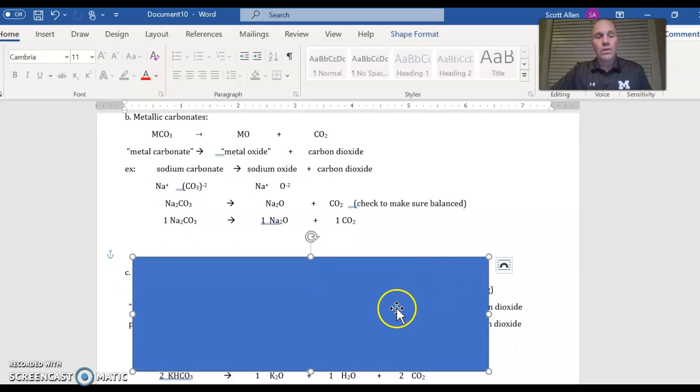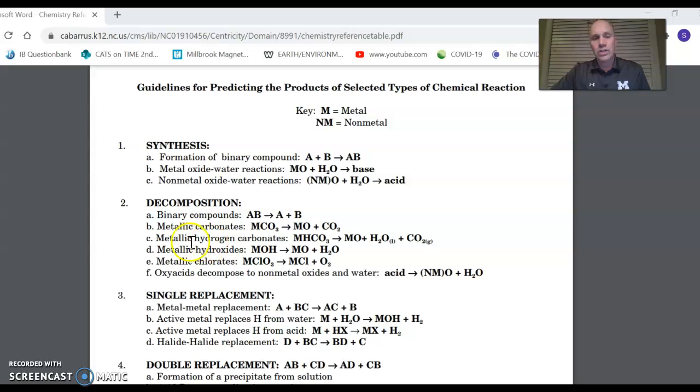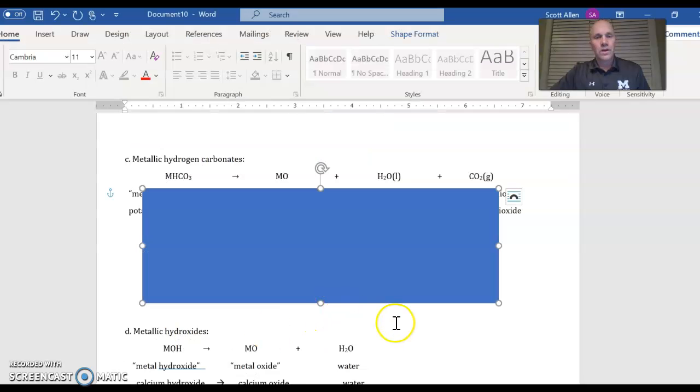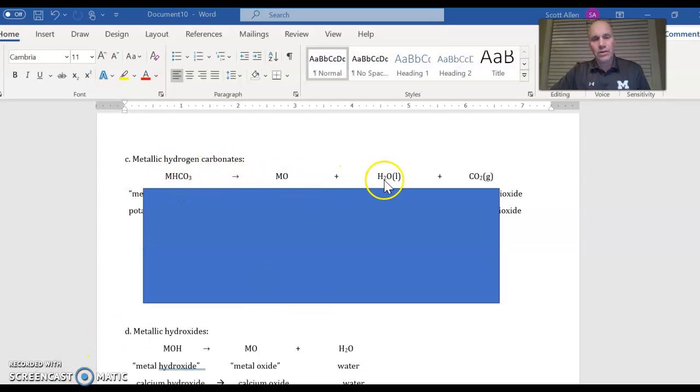All right. So the next equation is what happens when metallic hydrogen carbonates decompose. All right. Generically, we could represent it like this right here. So I'm going to take this reaction right here. All right. So this is that generic reaction.